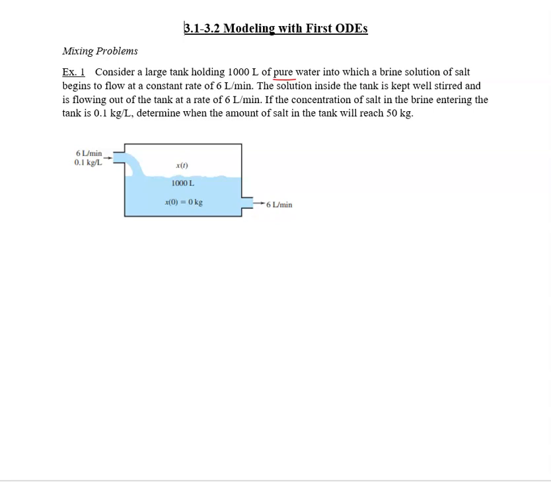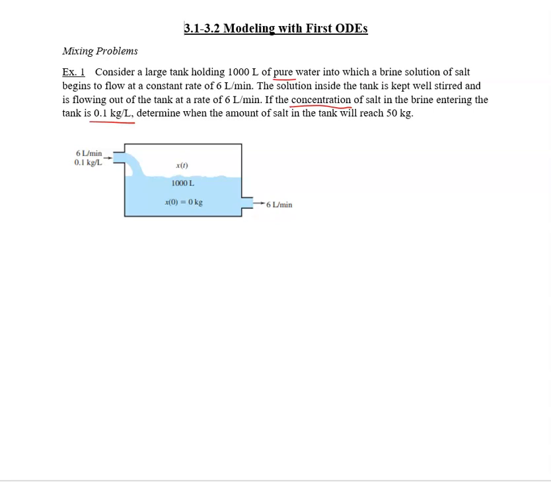The solution inside the tank is kept well stirred and is flowing out of the tank at a rate of 6 liters per minute. If the concentration of the salt with the water entering the tank is 0.1 kilograms per liter. So you've got concentration and you've got rate of flow. Those are two different rates there. Determine the amount of salt in the tank, determine when the amount of salt will reach 50 kilograms.